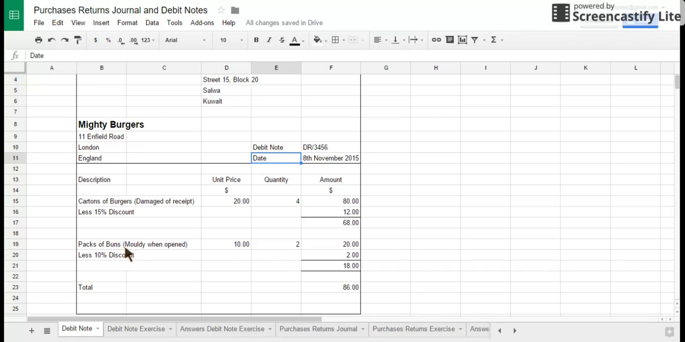Also there are 2 packs of buns, $10 per pack, and again on this one there's a 10% discount, so they're going to reduce that $20 by $2. Therefore the total amount the customer is going to be claiming back is 18 plus 68, which is $86.